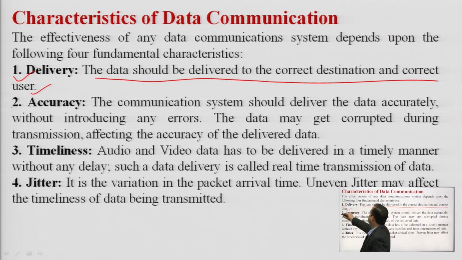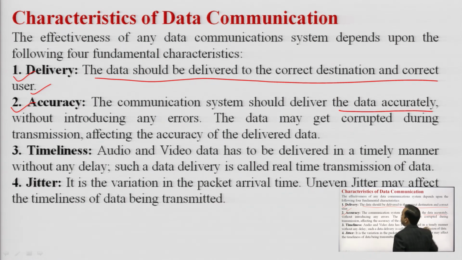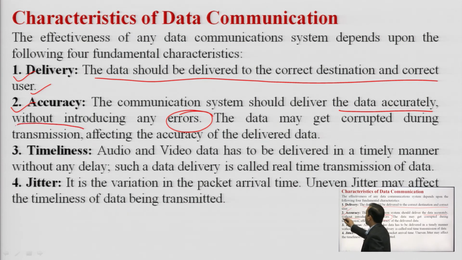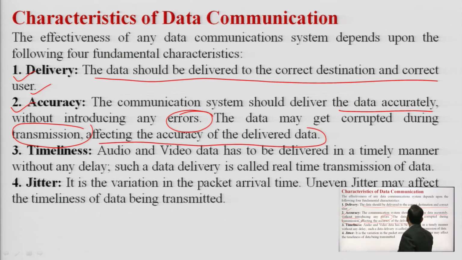After that, the accuracy. The communication system should deliver the data accurately without introducing any error. The data may get corrupted during transmission, because we are aware that noise is present inside the channel. Due to that noise, some part of the information may get corrupted. So accuracy is again a main characteristic, affected by the noise present in the channel.